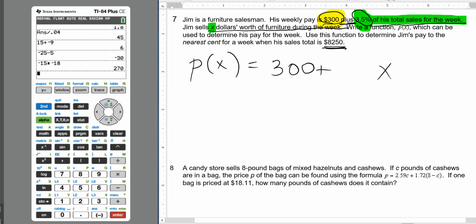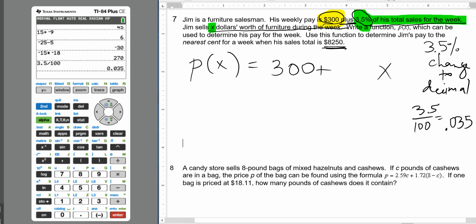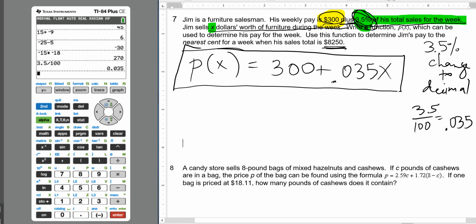Now here's the thing, we're not going to put percent into our equation. Instead, we need to change it to a decimal. To do that, we know percent's out of 100, so we do 3.5 divided by 100, which gives us 0.035. So this decimal is what goes into an equation, because again, you can't put a percentage into an equation. Okay, so this is the function to determine Jim's pay per week.